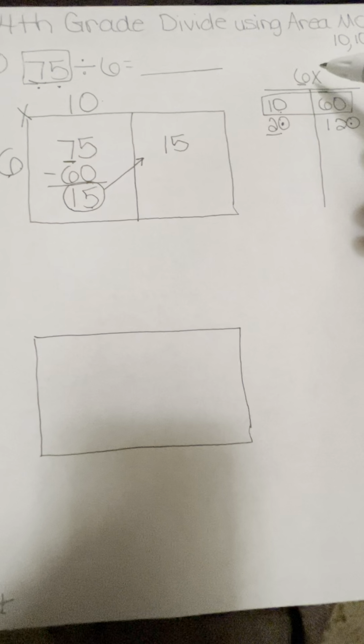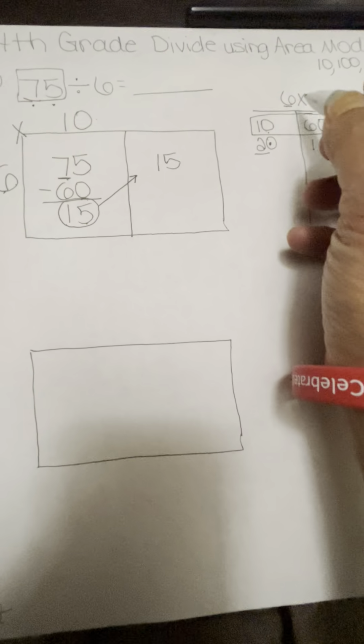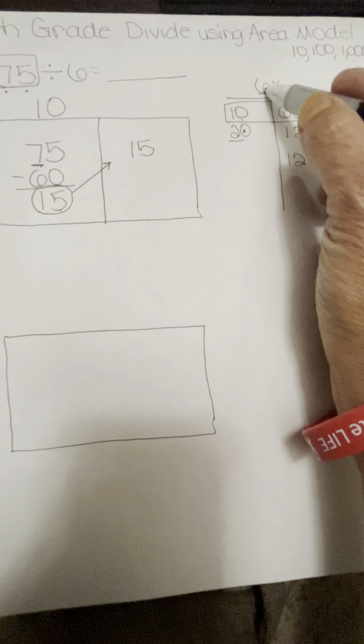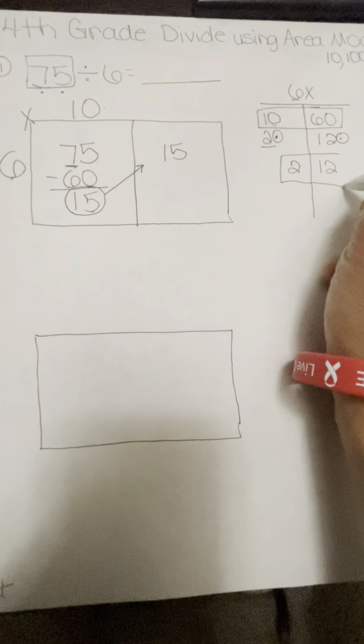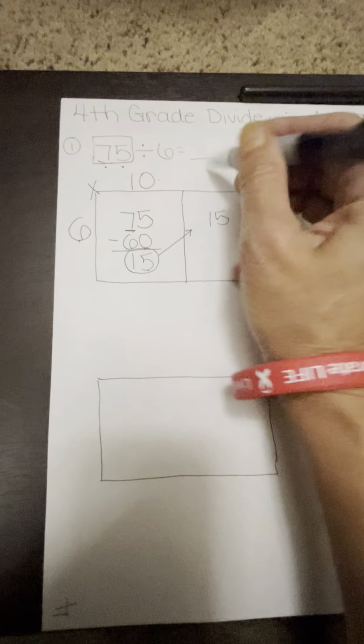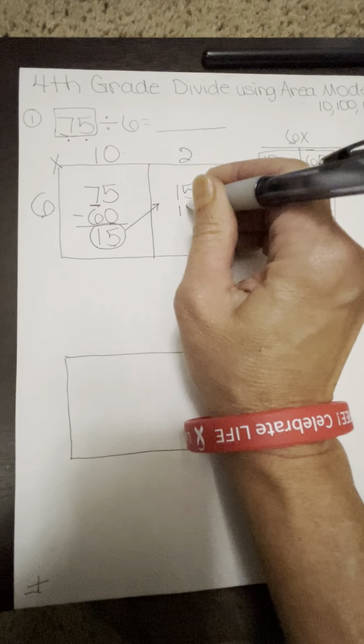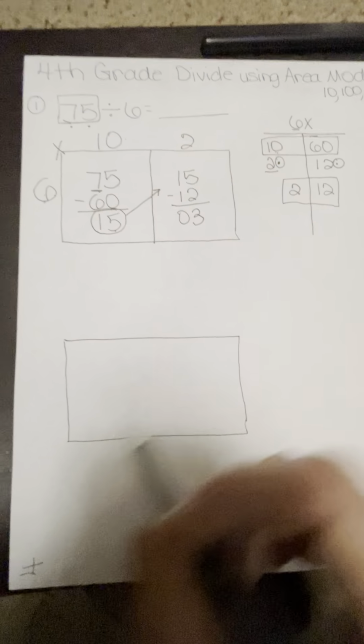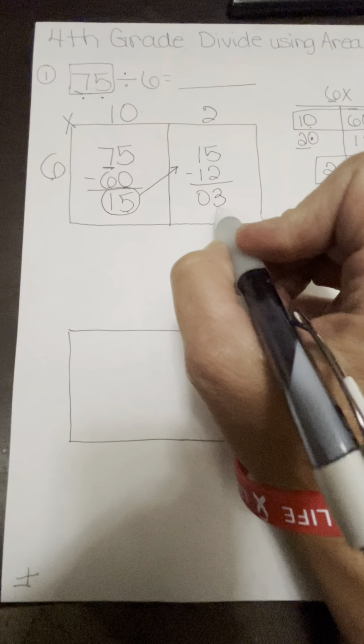So I know that 6 does not multiply times a regular whole number to get 15, but I do know that 12 is a multiple of 6, and it is very close to 15. So I would have 6 times 2 to give me my 12. So I will use 6 times 2 equals 12. Subtract. We have 3 and 0. Ask yourself again, is 3 a reasonable remainder for 6 as a divisor? The answer is yes, because 3 is less than 6.